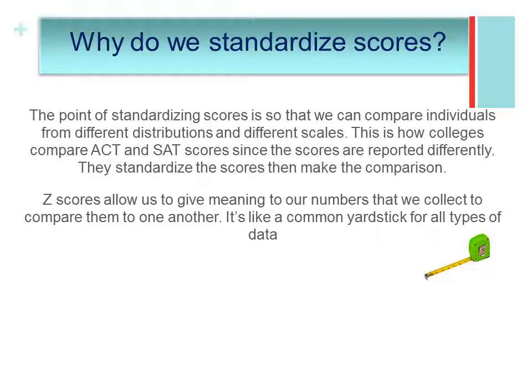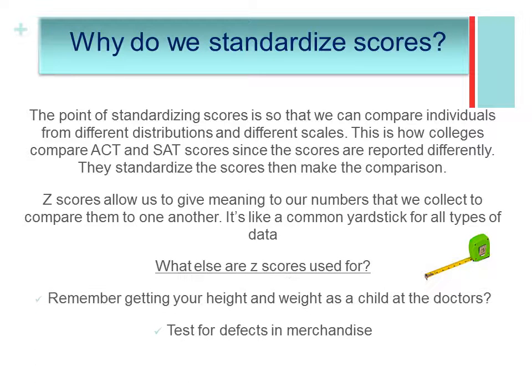Easy, using z-scores. So z-scores allow us to give meaning to the numbers that we collect and compare them to each other. It's like a common yardstick for all types of data. So if I wanted to compare the average height in New Zealand using centimeters versus the average height in the United States using inches, we could compare them using z-scores because they'd have a standard unit of standard deviations.